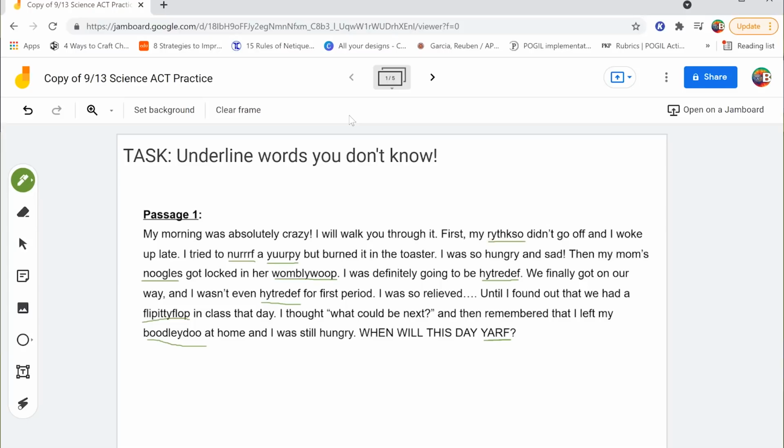Number 6 is late. All of this is happening. None of the right sequence of things is happening here in the morning, so they are going to be late for school. But they finally got on their way and they were not late for first period. She was so relieved until she found out that they had a quiz in class that day. However, you could have said test or presentation or speech or some other very high stakes thing that they had to complete.